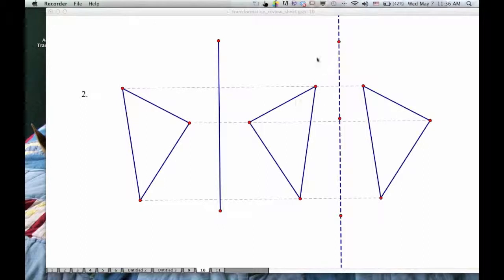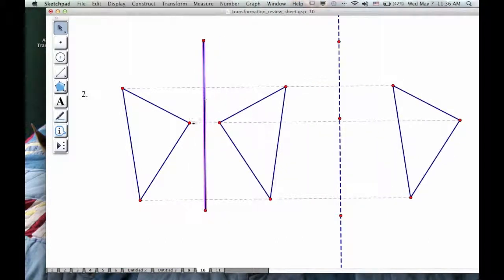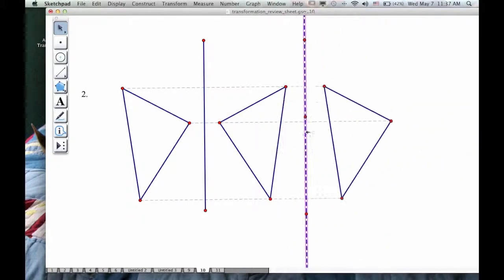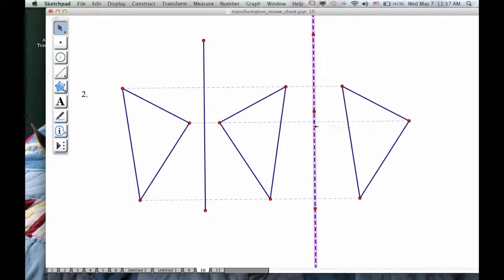The next isometry is the translation. First, I reflected the triangle over the line of reflection. Then I reflected it one more time, and as you can see, it's like a translation, and it slides over.